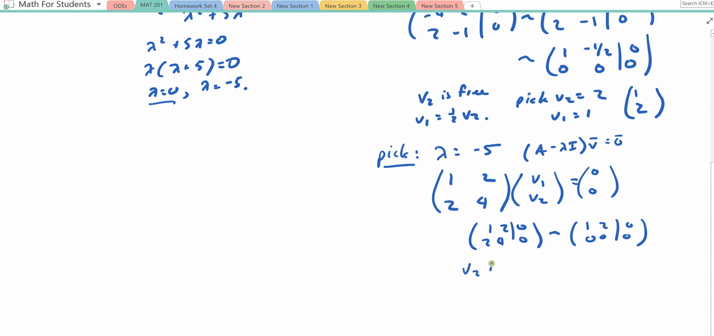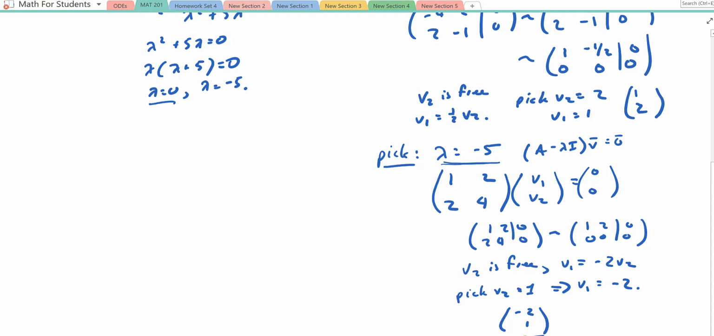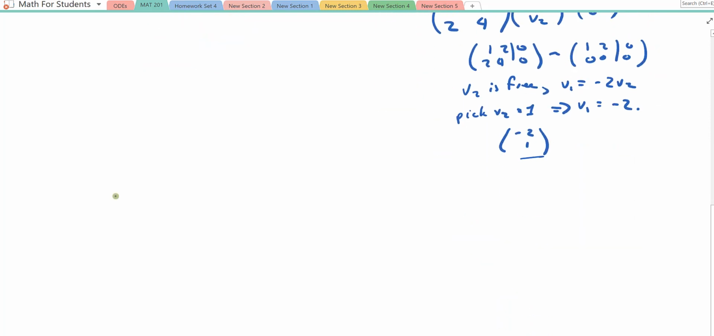And so we get that V2 is free, and that V1 is equal to -2 V2. So let's pick V2 equals 1, which would mean that V1 would equal -2, and so our eigenvector associated with the eigenvalue lambda equals -5 is this eigenvector here. So what's not really new is how do we give the solution to this.